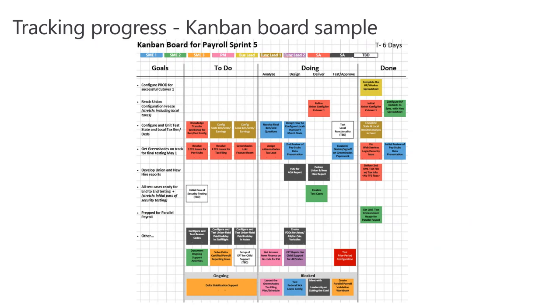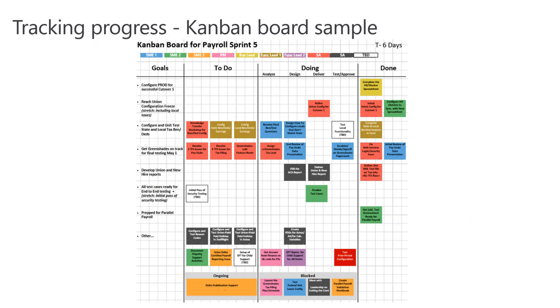Here's a Kanban board example. This is from a real project. It's very visual. On the left-hand side, you've got the goals. So this is basically the backlog expressed in business terms. And underneath that, there may be other tasks that are defined. And if you look horizontally, those are the tasks that are involved in the delivery of that business goal.